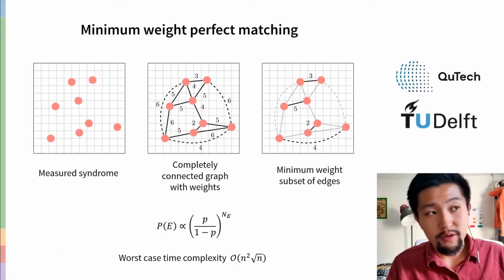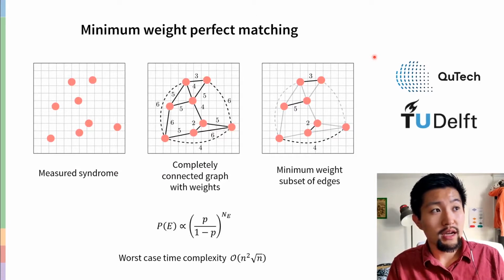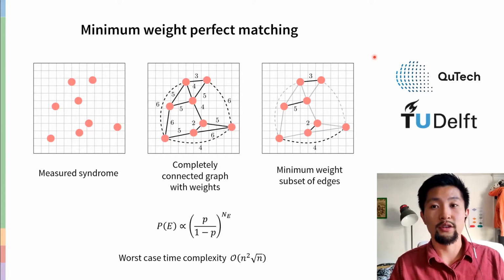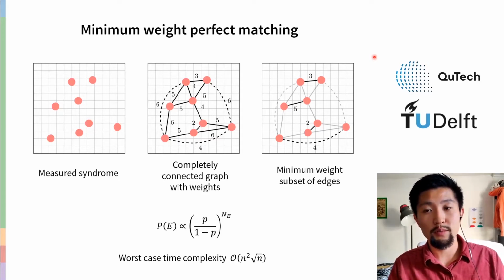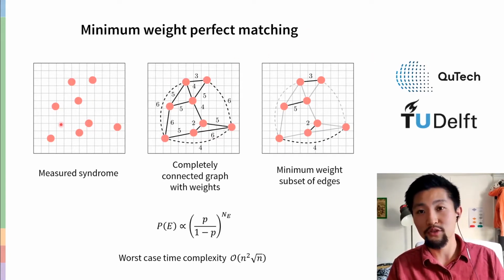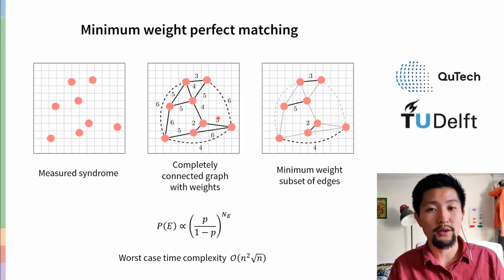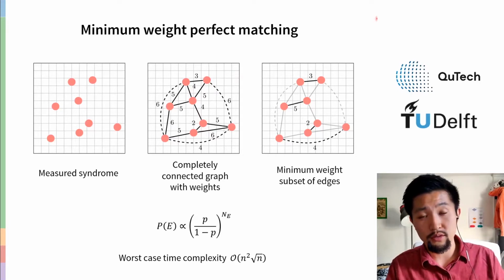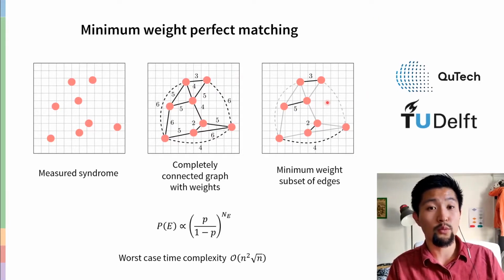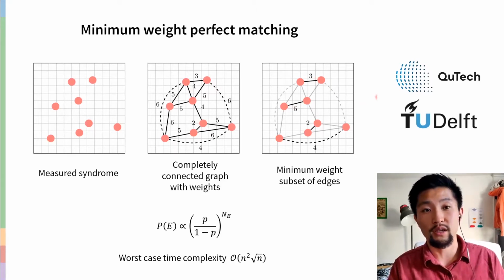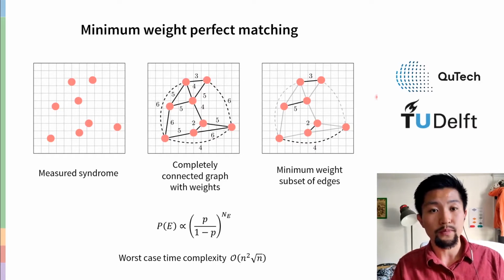Now, what minimum weight perfect matching does is assume that it is more likely to have a fewer amount of errors than a larger amount of errors. So imagine having a lattice with this syndrome. Again, what minimum weight perfect matching does is construct a fully connected graph with weights between them, and these weights are equal to the distance between these nodes, and find the minimal weight subset of edges in that graph. So what you end up with is a minimal number of errors, basically, and that is the correction that you apply.